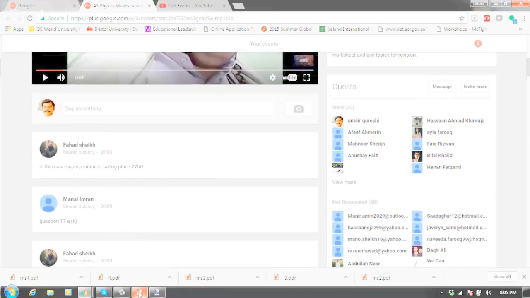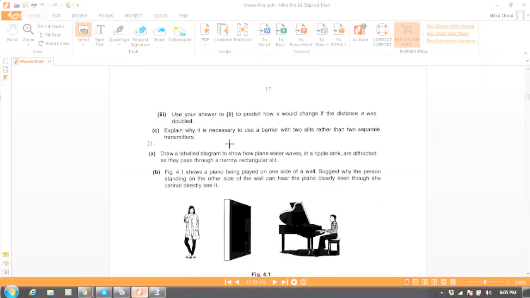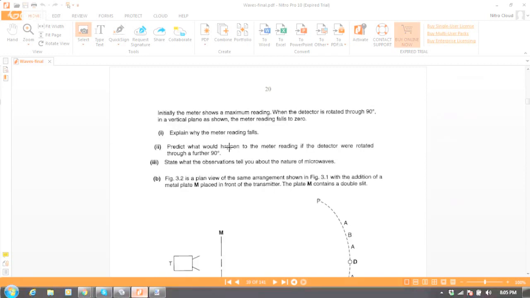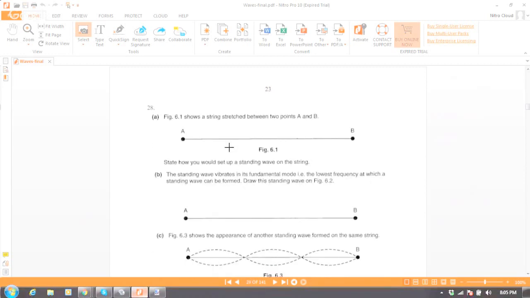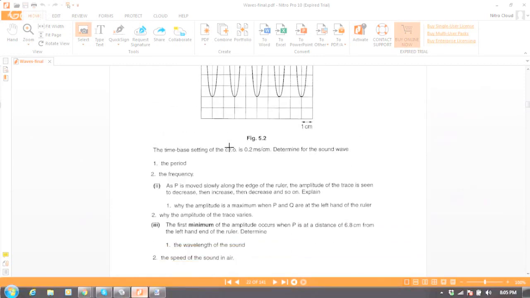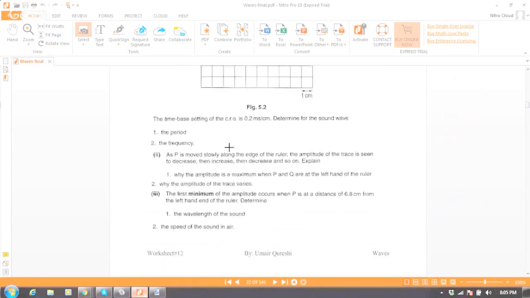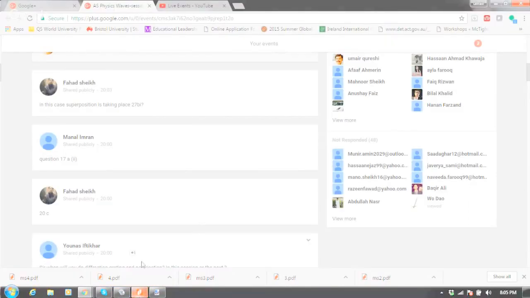Then the next question is, in this case superposition is taking place. 27B part 1, superposition. Let me see the question. Is superposition taking place? Obviously continuous superposition is taking place, due to which a stationary wave forms.